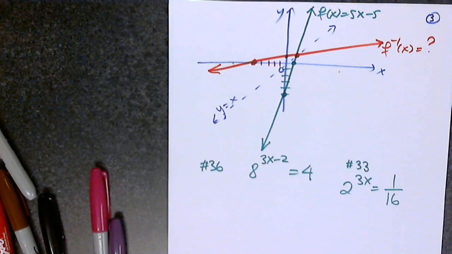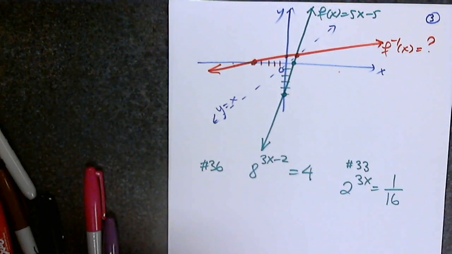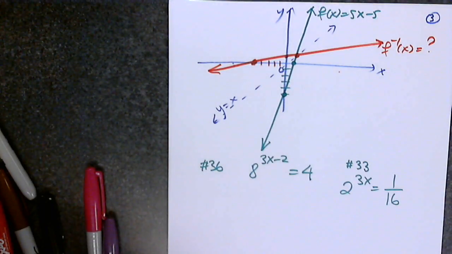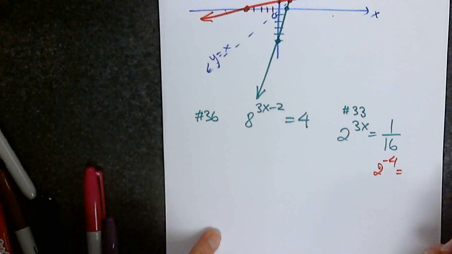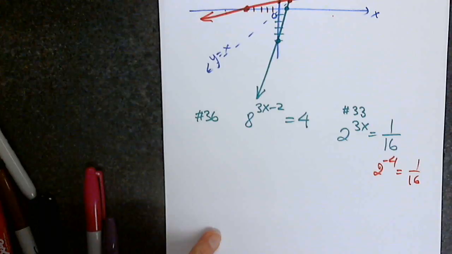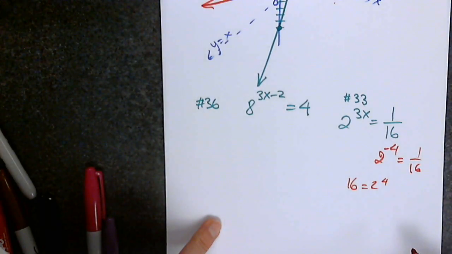The 2 is 2 and 1 over 16 has to be... How do you figure it out? Because it's a fraction, it has to have a base raised to a negative exponent. So 2 to negative 4 is 1 over 16. How do you figure out what it's the square of? I know that 16 is 2 to the 4th.